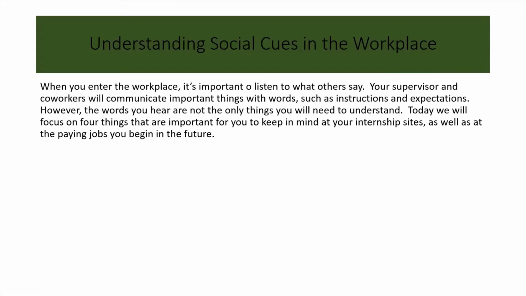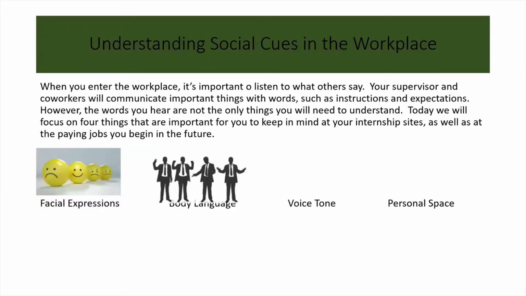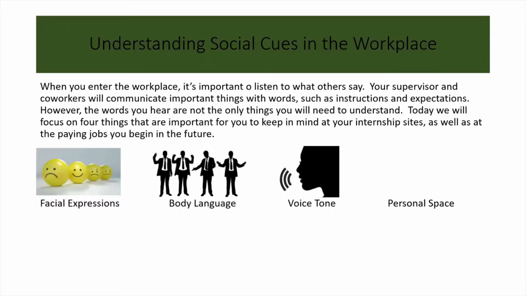The first thing I'm going to review is just the general concept of those social cues in the workplace, and the fact that the social cues that you need to observe are going to often tell you more than even the words that people say will tell you about what they're thinking and what they're feeling and what they're trying to communicate in general. And so those 4 things were facial expressions, body language, voice tone, and personal space.